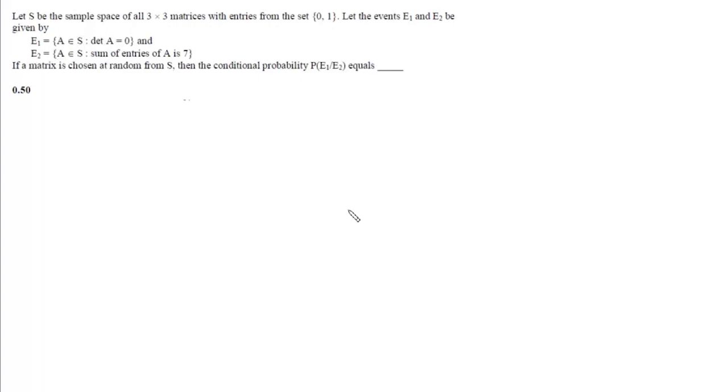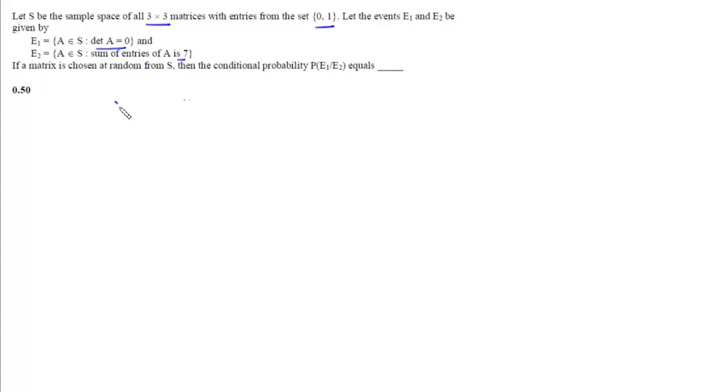Now here the question is, let S be the sample space of all 3 cross 3 matrices with entries from the set {0, 1}. Let the events E1 and E2 be given by E1 is when determinant of A is 0 and E2 is sum of entries of A is 7. If a matrix is chosen at random from S, then the conditional probability P(E1 | E2) is.